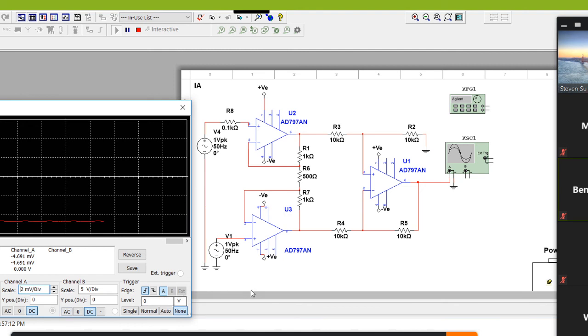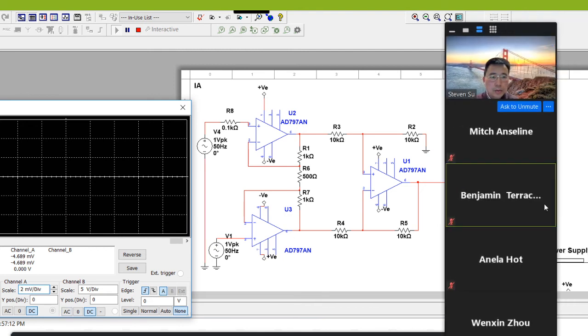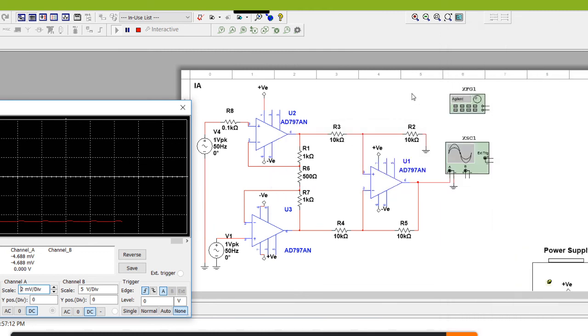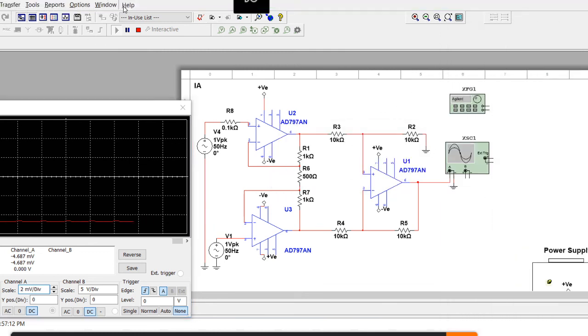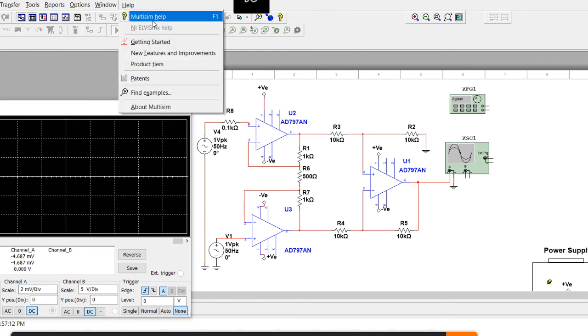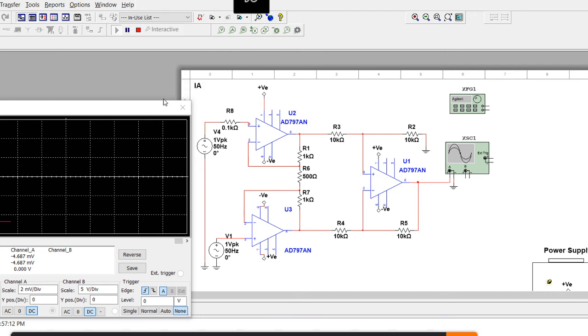This is because the time is very tight. So maybe I start to discuss how to use Multisim. With Multisim, there are actually some examples you can find. There are lots of examples you can search for.